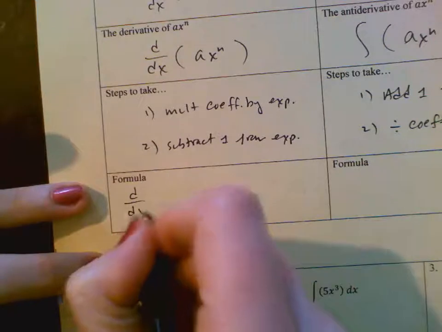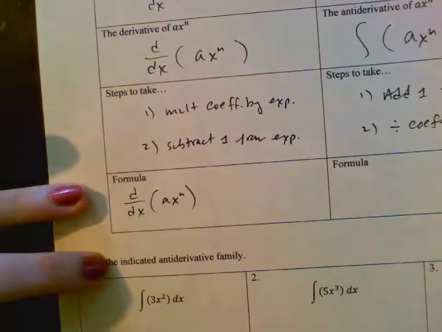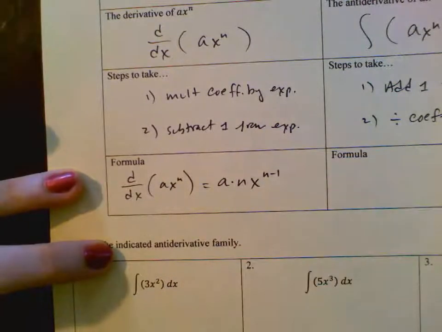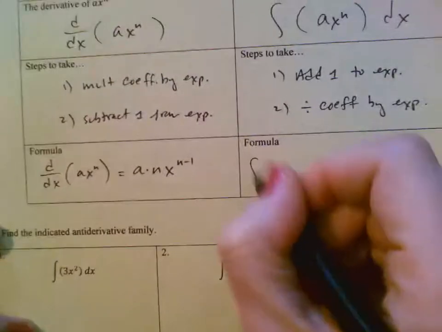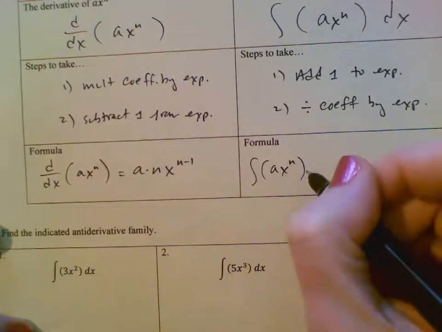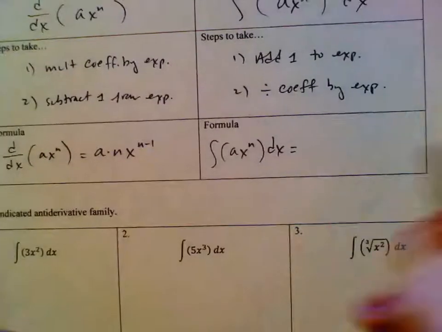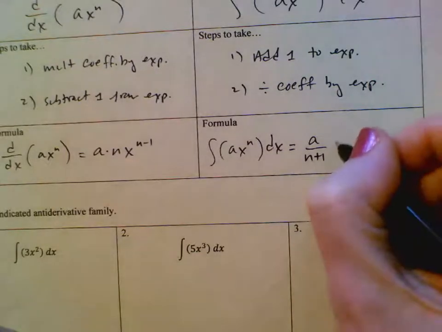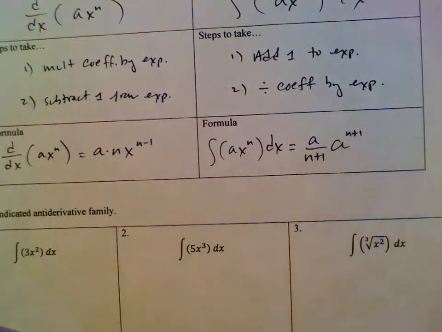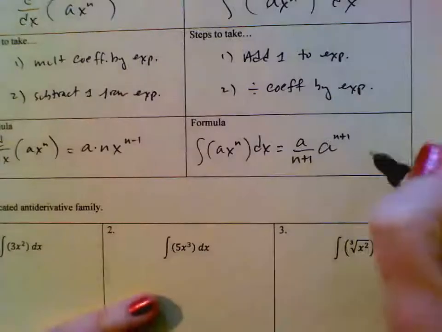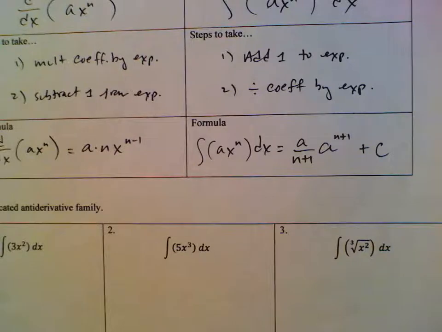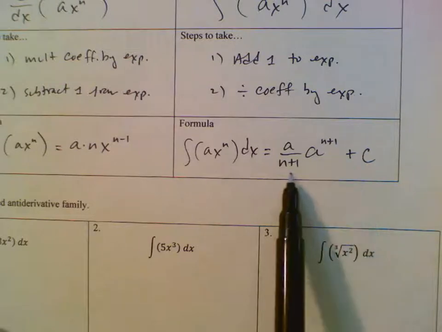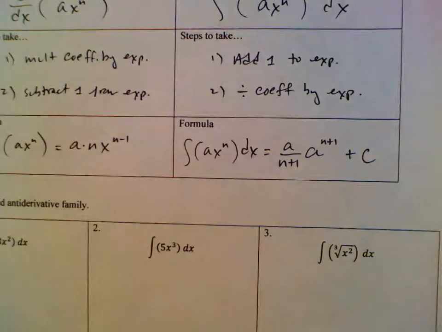Now let me give you the formulas. The derivative of ax to the n would be a times n x to the n minus 1. But now the formula for the antiderivative of ax to the n would be a over n plus 1, x to the n plus 1. Now, guys, you have to add plus C, and I will tell you why in just a minute. So I added 1 to the exponent, and then I just divide the coefficient by the new exponent. And we're going to get a lot of practice with this.